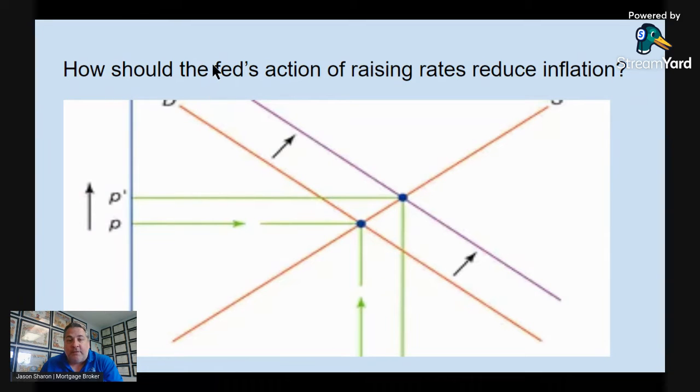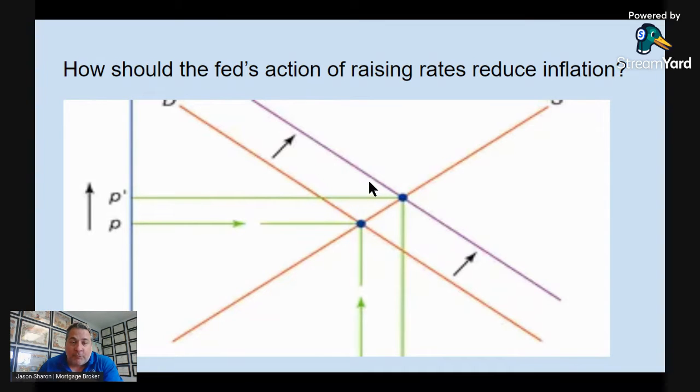So, how should the Fed's action of raising rates reduce inflation? You saw this graph earlier, you're a little bit familiar with it. Let's say now we've got this point here. We've got our supply and we've got our demand. And now, let's say you just don't have enough money. You can't borrow more money to buy more stuff. So, the demand is going to slide down.